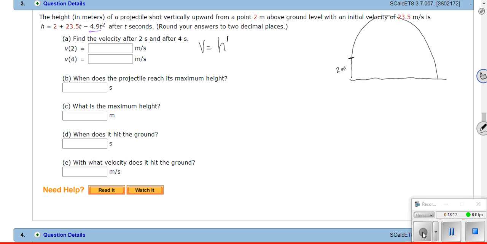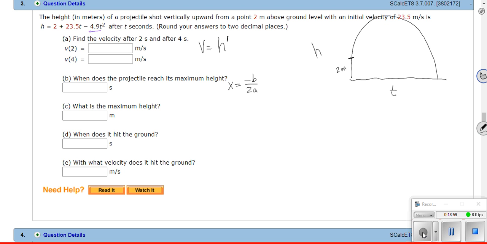Now it says, when does the projectile reach its maximum height? There's a couple of ways you can actually do this. So this is our h, this is height, and this is time, essentially, if we were graphing this. Vertical is height, obviously the horizontal axis would be time. Now, I don't know if you guys remember the vertex form of a parabola, where x equaled negative b over 2a. That gave you the x coordinate of your vertex.